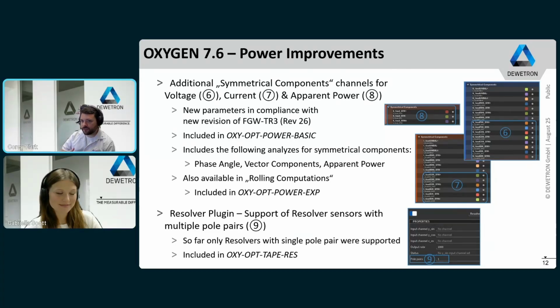One additional improvement is to our plugin for tape sensor resolvers. Before, for resolvers, we just supported one pole pair, but we've added a new field and some new calculations behind the scenes to support multiple pole pairs for users that want to improve the angle resolution with more pole pairs. We can definitely support that.